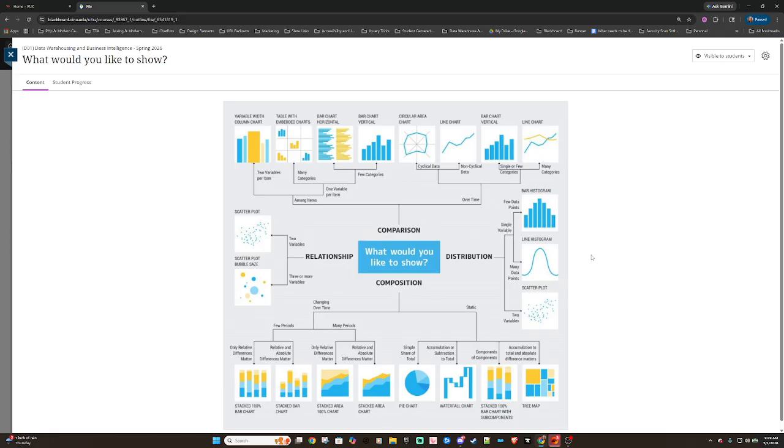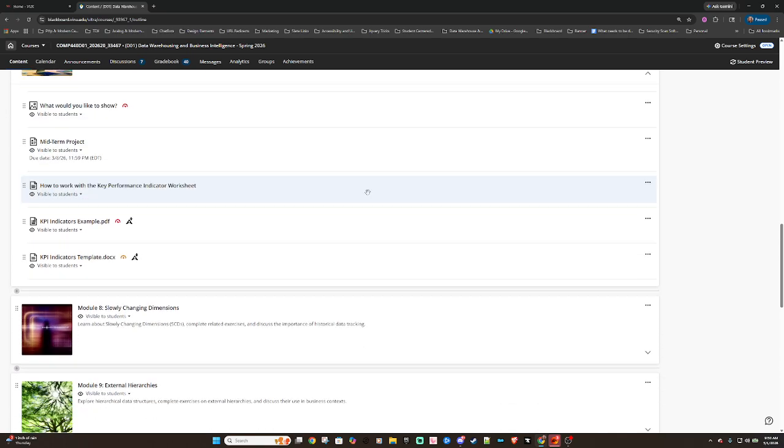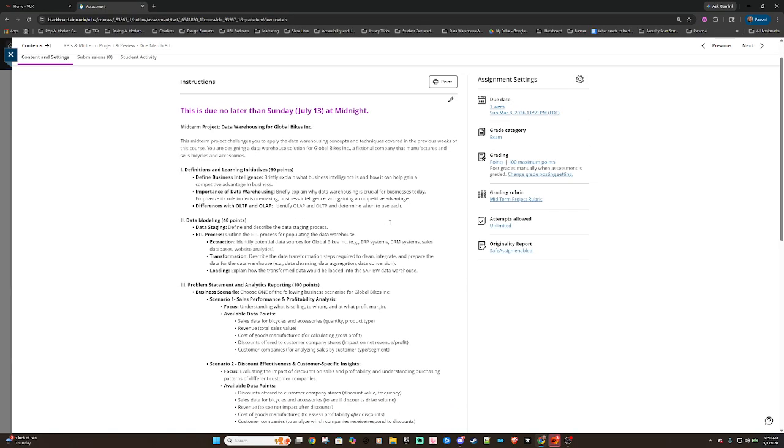So take a look at these graphs and decide which ones, once you look at the midterm, which we'll go over, you would like to use to display your data. You don't actually have to make the graphs. You just have to explain which one you think would be good. So if we look at the midterm real quick, then we can look at the KPIs, and that'll help you understand a little bit better.